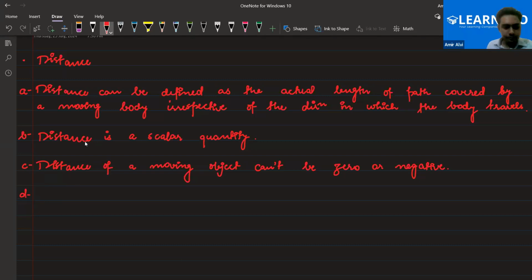So is this clear? Yes, sir. Distance of a moving object can't be zero or negative. It will always be positive.